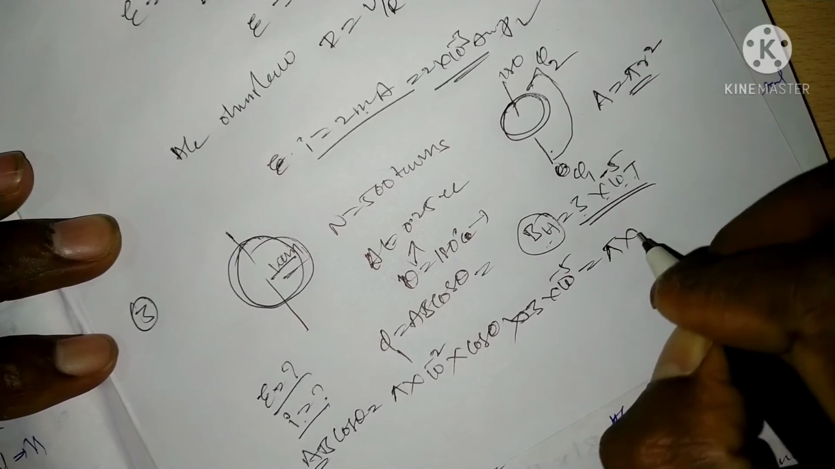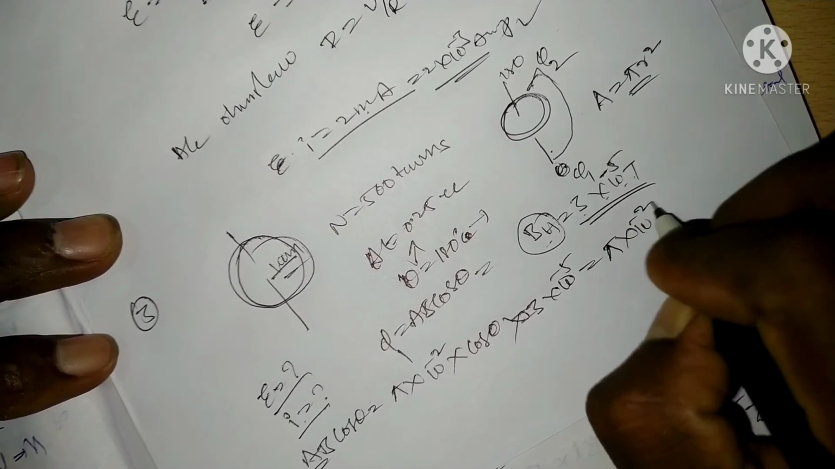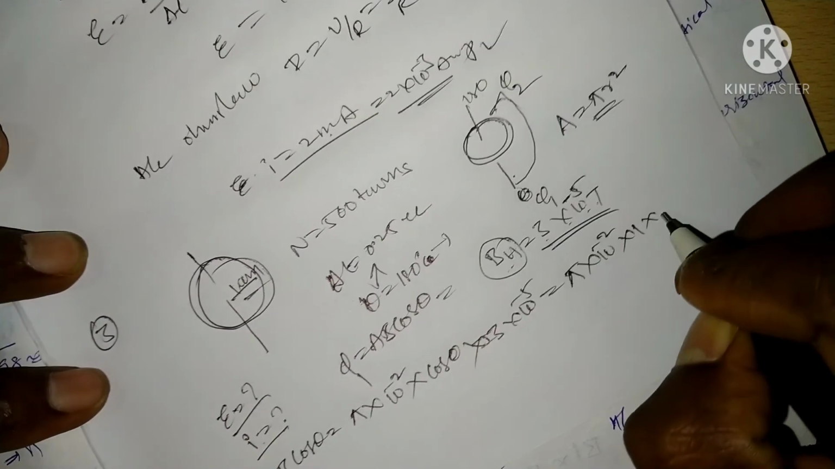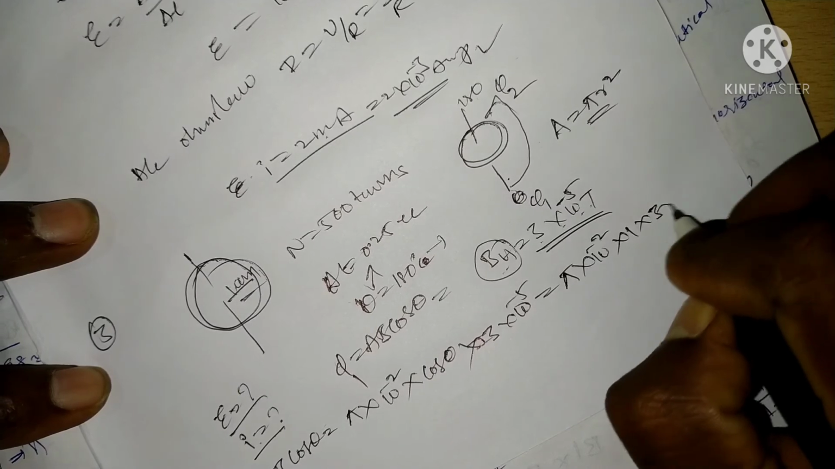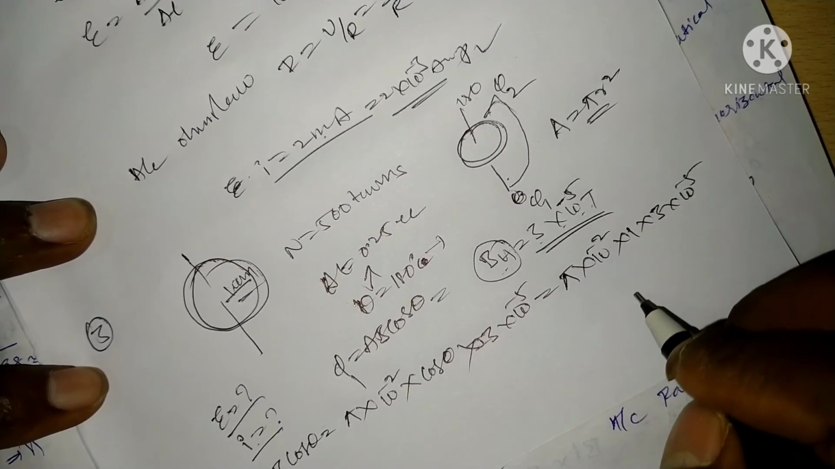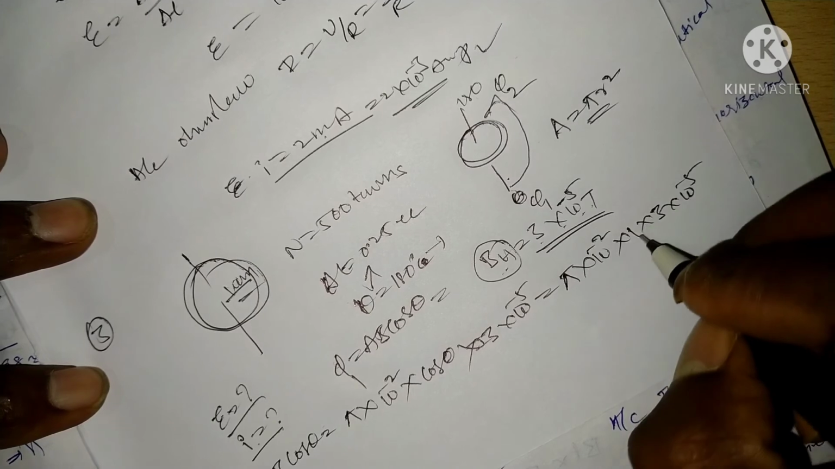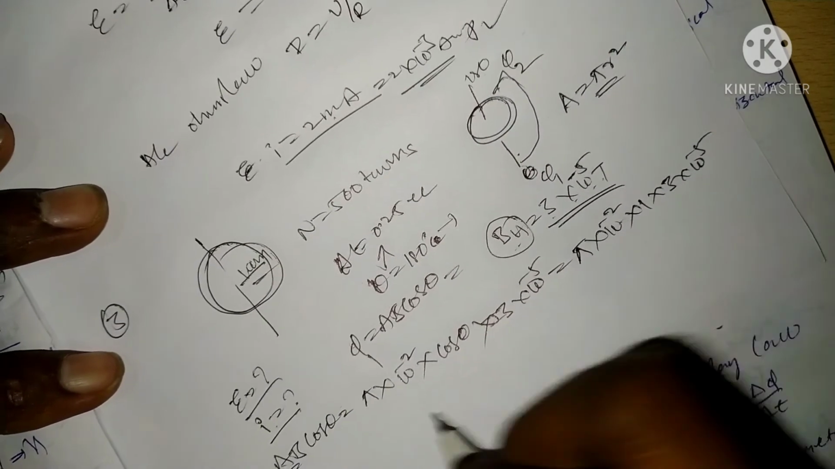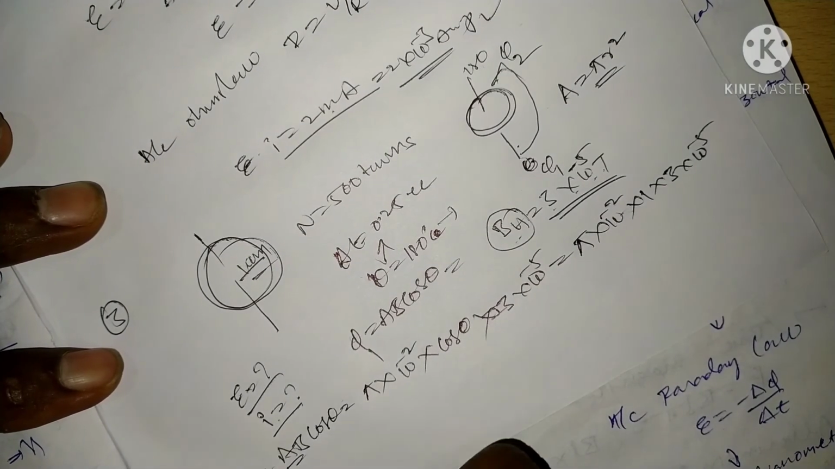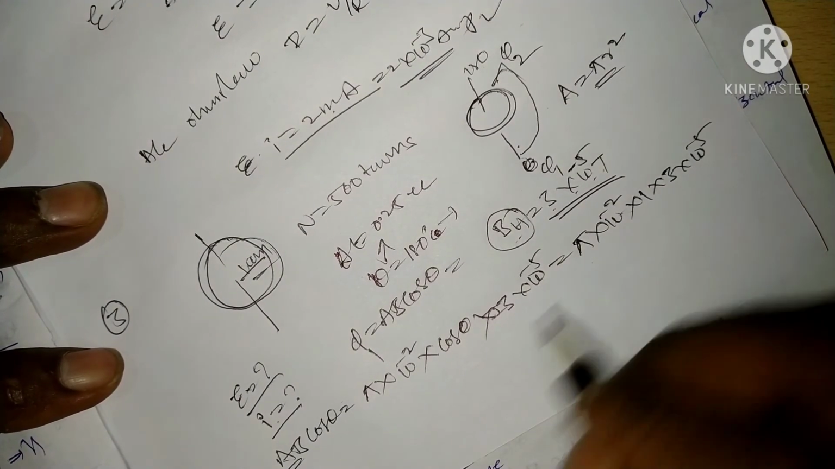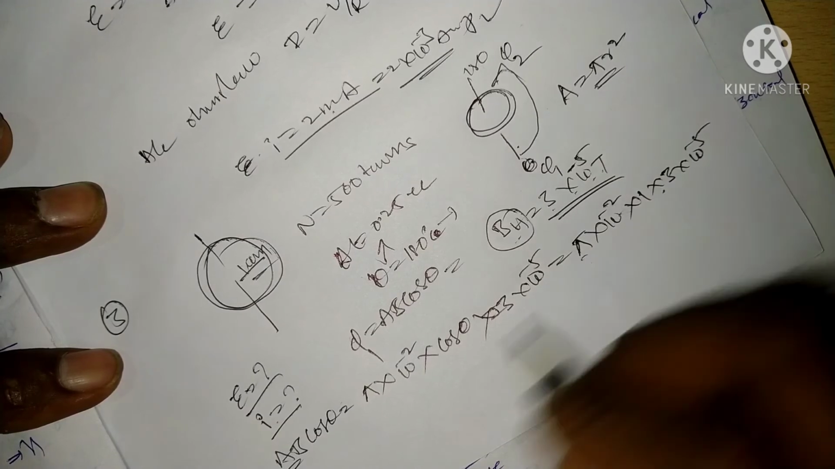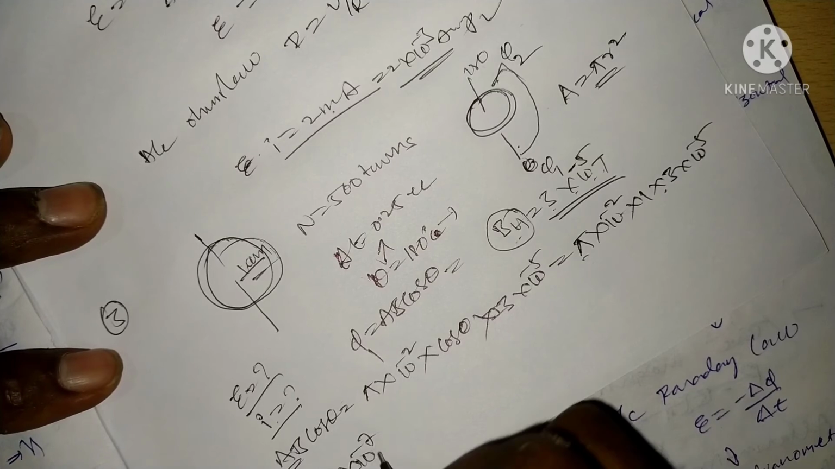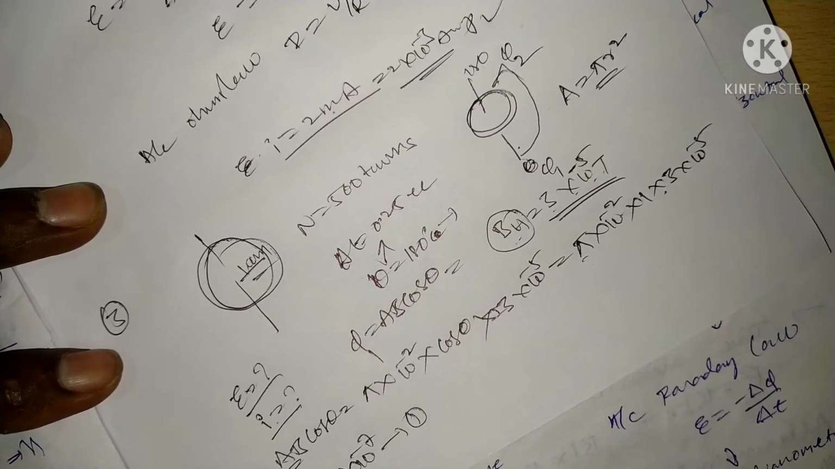Just we get π × 10^-2 × cos 0 × 3 × 10^-5. So we can do it: Φ1 is 3π × 10^-7. This is equation number 1.